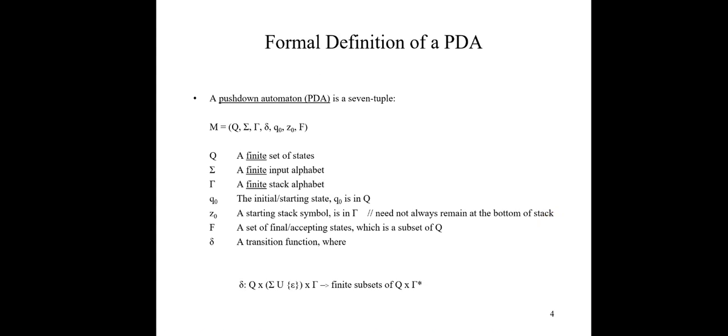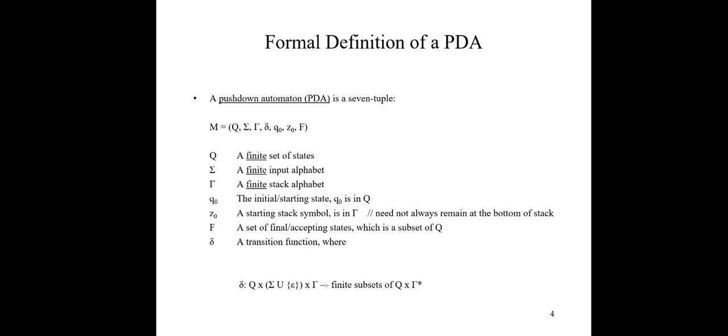The formal definition of PDA is it has 7 tuples. The first one is a finite set of states. Second one is the input alphabet. Third one is a finite stack alphabet. Then Q0, as usual, is a starting state or the initial state. Now Z0 is a stack symbol. So we are supposed to push Z0 inside the stack, then only we will proceed with the task.